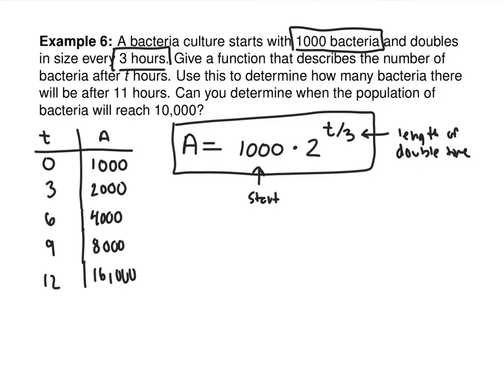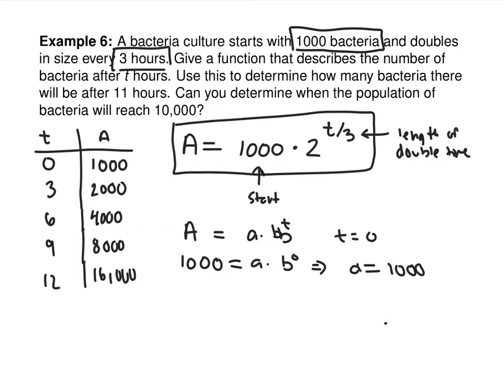You can actually find that the other way too. If you start with this a times b to the x thing, it will also work. We probably should have made it t, but whatever. Okay, a times b to the t. If t is equal to 0, you have 1,000 equals a times b to the 0, which tells you that a is equal to 1,000, right? That part we got. Okay, then I know I've got 1,000 times b to the t. What could you plug in next? What could go in for t next, for example?